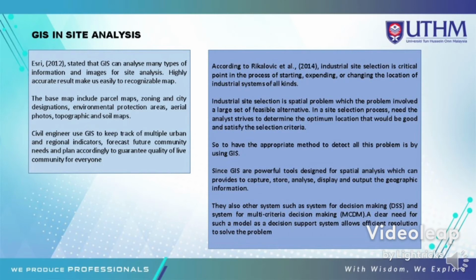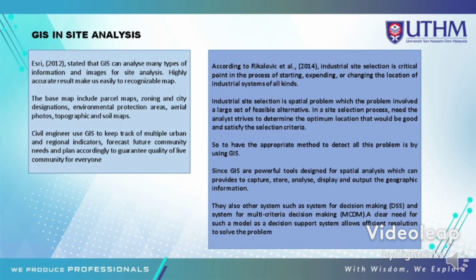S3 2012 stated that GIS can analyze many types of information and images for site analysis. Highly accurate results make it easy to recognize the map. So the base map includes parcel map, zoning and city designation, environmental protection area, aerial photography and soil maps. So the civil engineer uses GIS to keep track of multiple urban and regional indicators, forecast future community needs and plan accordingly to guarantee quality of life for everyone.